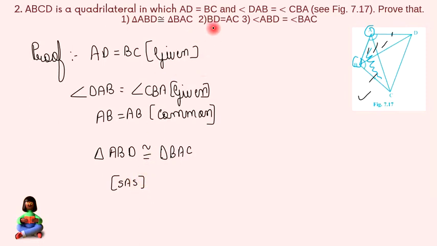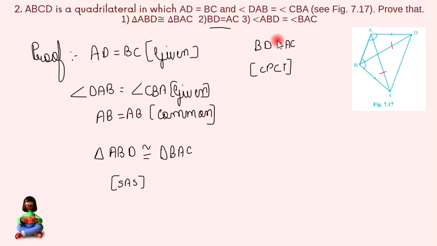Now, the second thing we have to prove is BD is equal to AC. See, the remaining side of triangle ABD is this BD and the remaining side of triangle BAC is this AC. So we can write BD is equal to AC by CPCT.